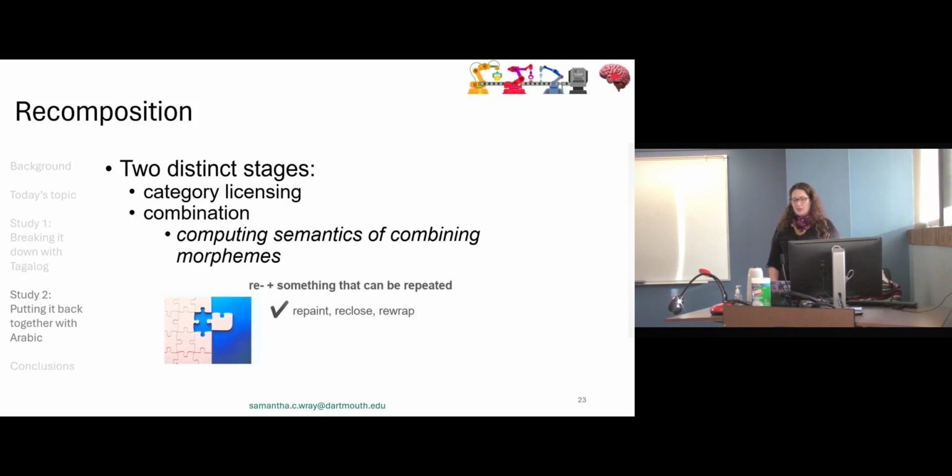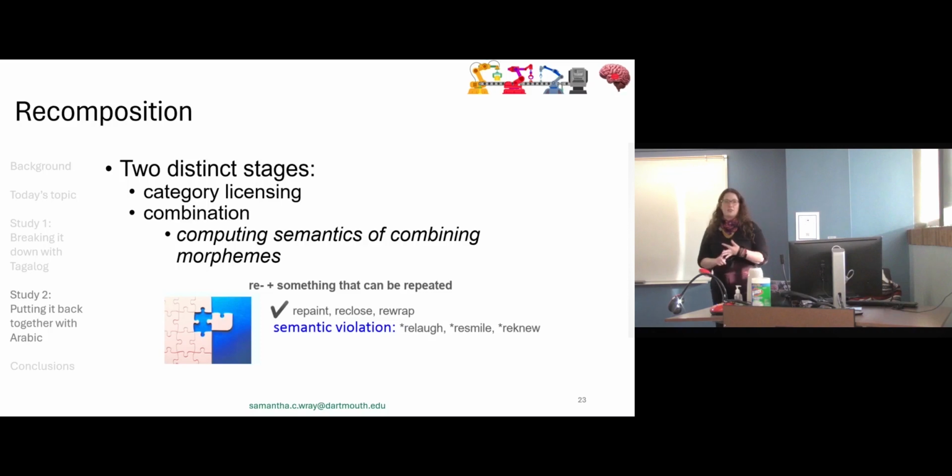The second stage, the combination, as I said, is computing the semantics. So re has to be attached with something that's not just a verb, but a verb that can be repeated and also completed. So we can repaint, reclose, rewrap again. But we can't re-smile, re-laugh, re-dance.